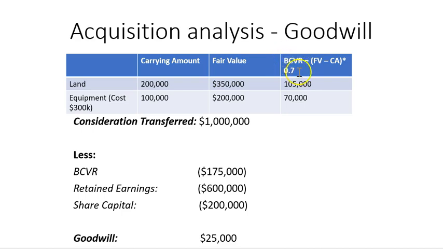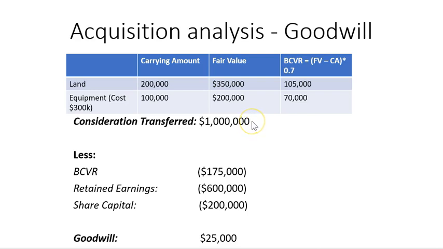So the BCVR is an after-tax amount, because if you were to sell the asset, the owners would obviously get the $150,000, say if we're using land as an example, but they'd have to pay 30% tax, and so they'd only get $105,000. So that's how much we increase the equity by. Same again for the equipment. The fair value is $200,000. If we take away the carrying amount, it's $100,000, so we get $100,000 multiplied by 0.7, so that's $70,000.